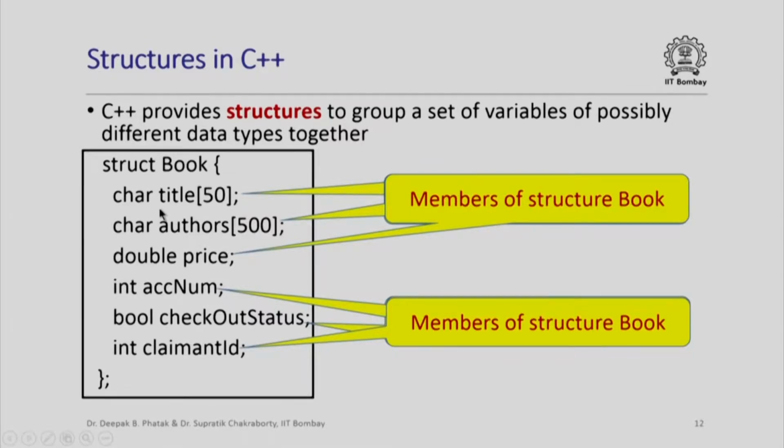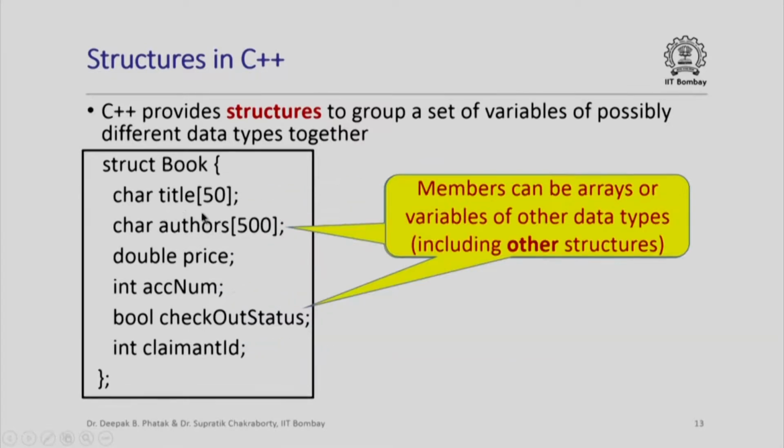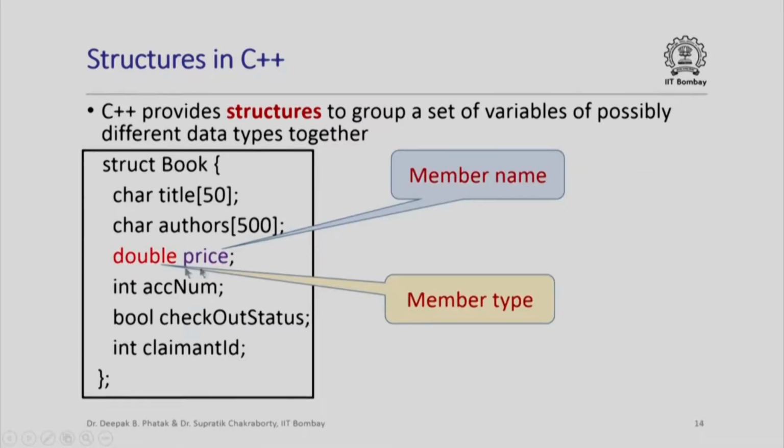These are also called members of the structure book, and note that members could be arrays of other data types or simply variables of other data types. This other data type that we are talking about need not be primitive data types; they could indeed be other structured data types, and we will see later in the course how within a structure I could have variables or arrays of another structured data type. Now a member of the structure has two parts, it has a member type and a member name.